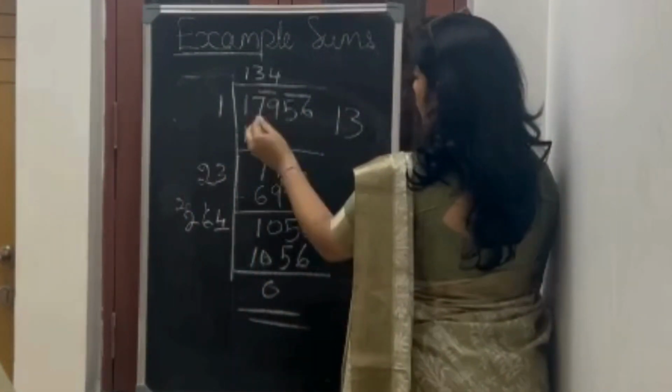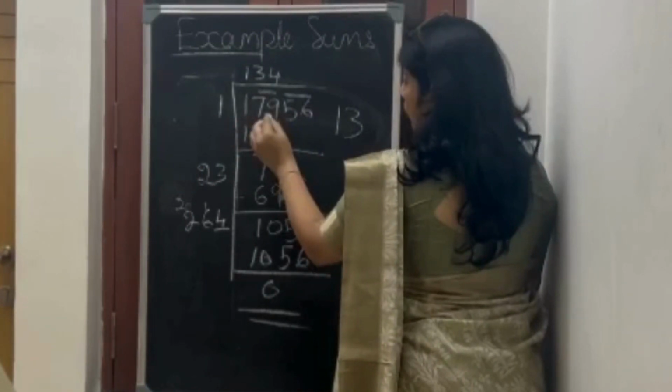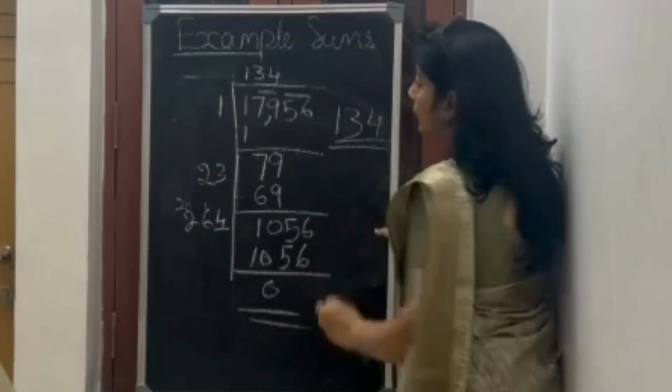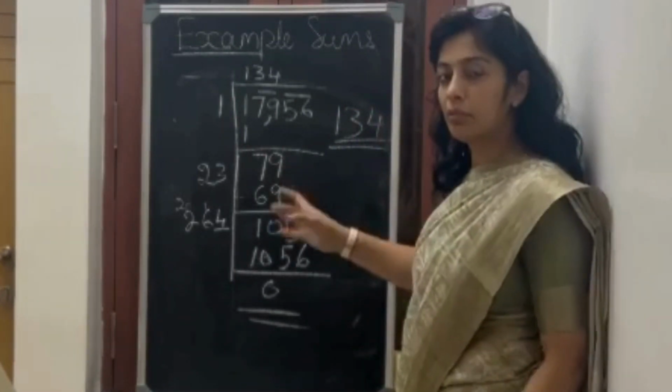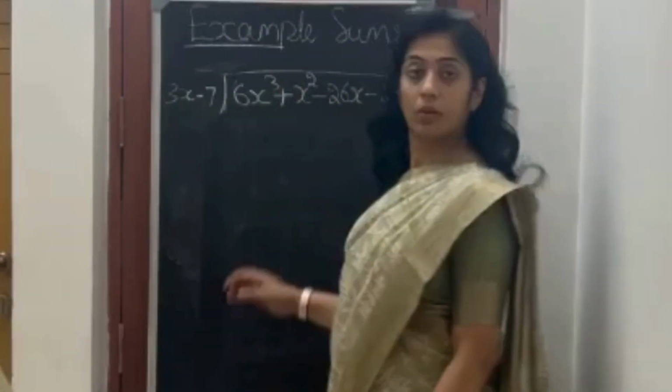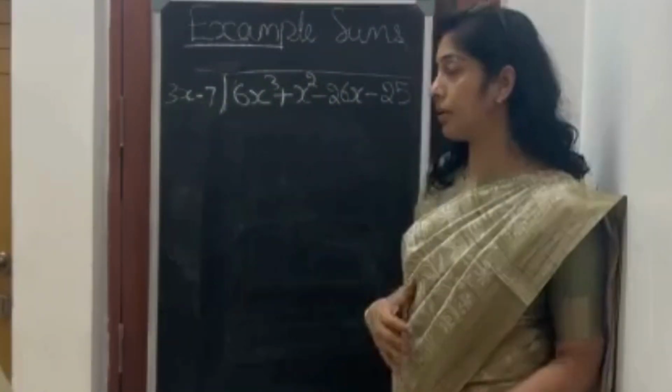What is the square root of 17,956? It is 134. So to look at, it is complicated, but as you get the practice, you will improve on all this. Okay. The next sum is an algebraic sum.